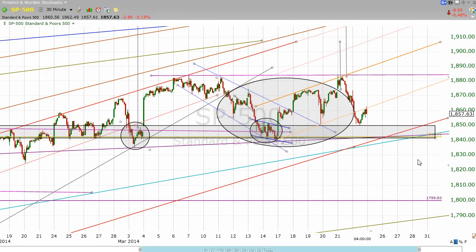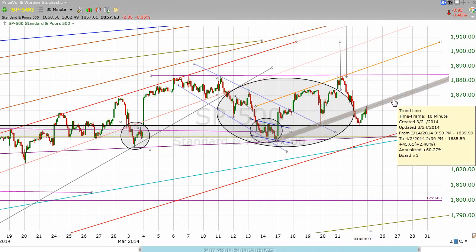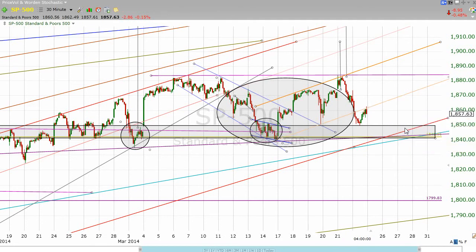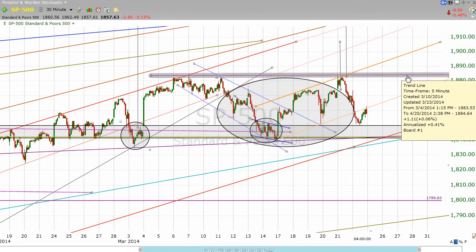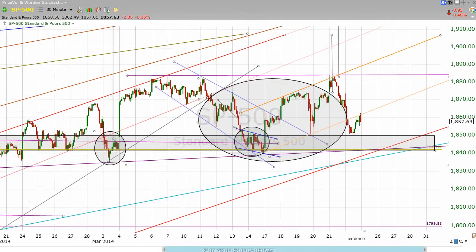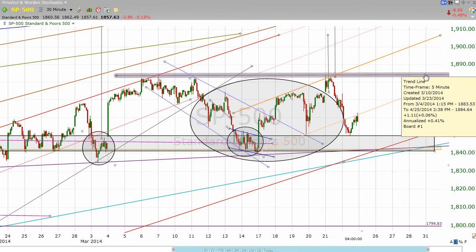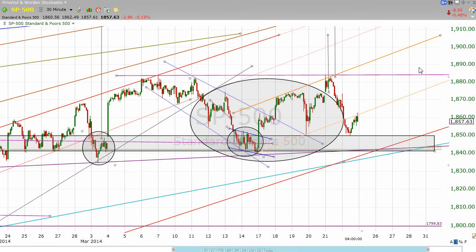So, as I look at this chart, I have to ask myself two things. A, will this continue to hold? B, will this turn into resistance? This is still the level to get over. This to me is still the key. This line right up here at about 1884.